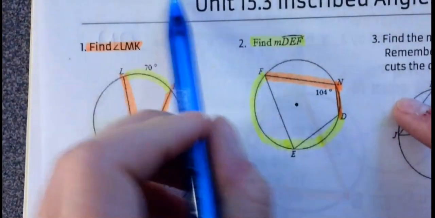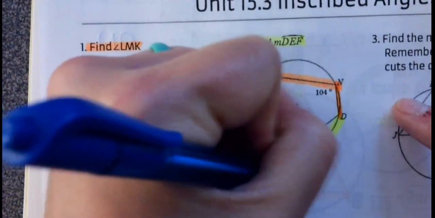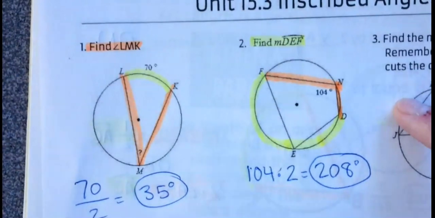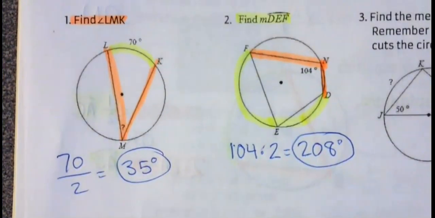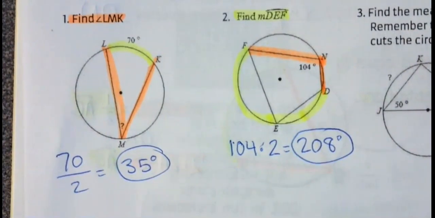So if you are given the angle, you're going to take that angle, you're going to multiply by 2, and you're going to get 208 degrees. 208. How do we know how to do that? Because that is the relationship of inscribed angles to the intercepted arc, or the arc it opens up to. That's always going to be the relationship no matter what.